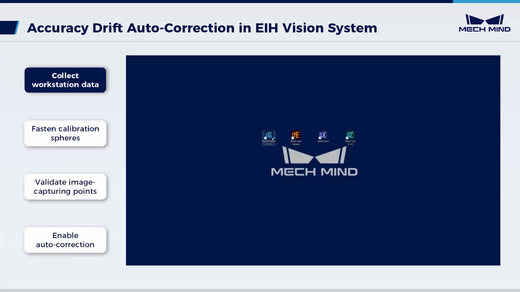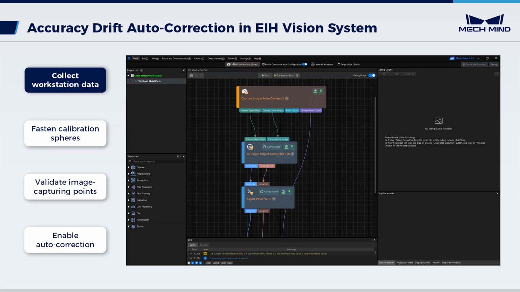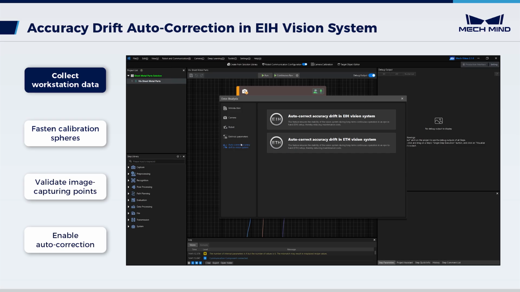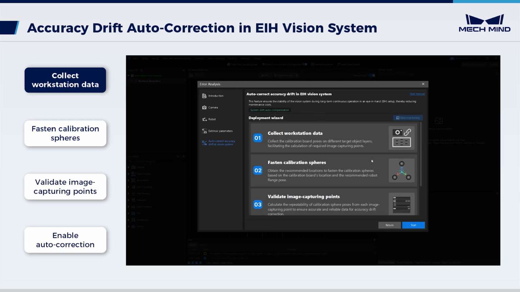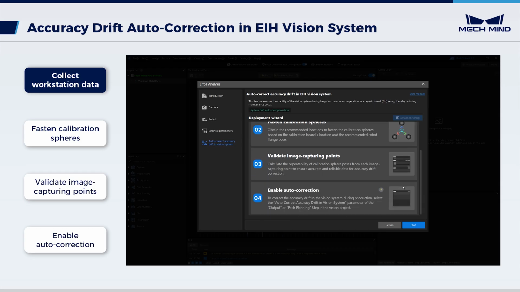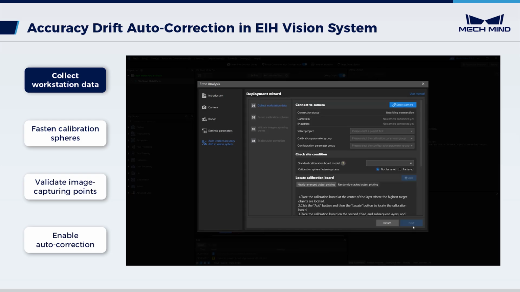Open Mech-Vision. Navigate to Toolkit. Click Error Analysis Tool. Click Autocorrect Accuracy Drift in Vision System. Select Mech-Mind. The wizard outlines 4 steps for deployment with the Drift Autocorrection tool. Click Start and begin to collect the workstation data.